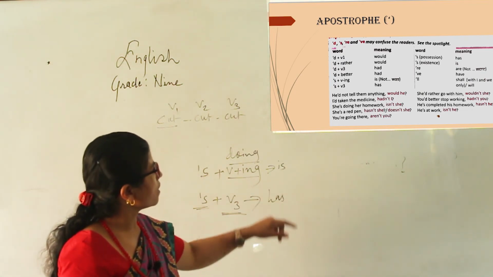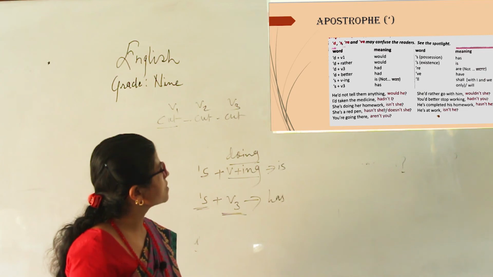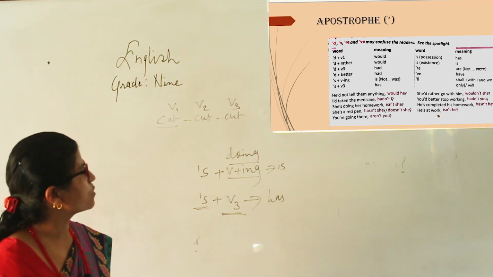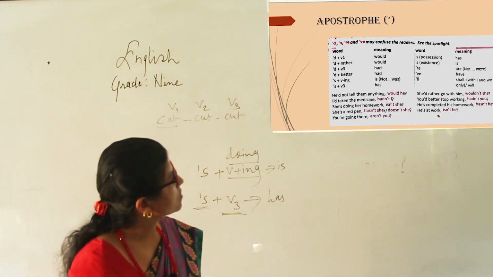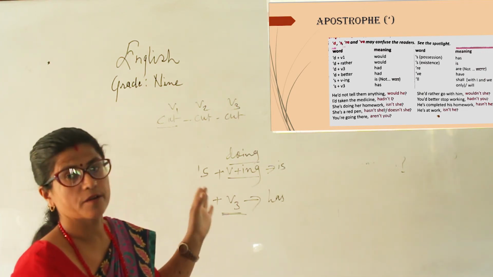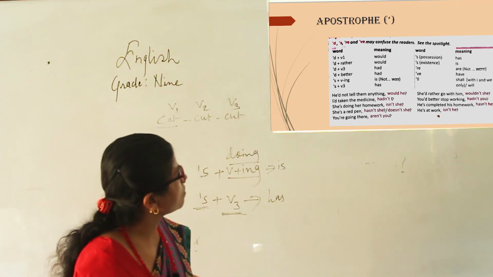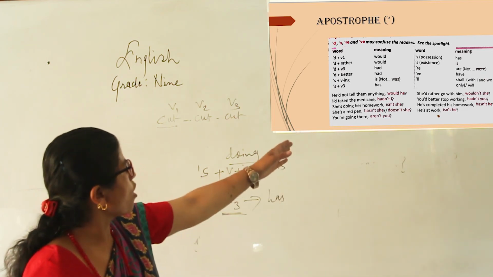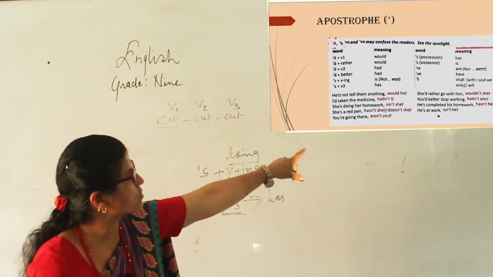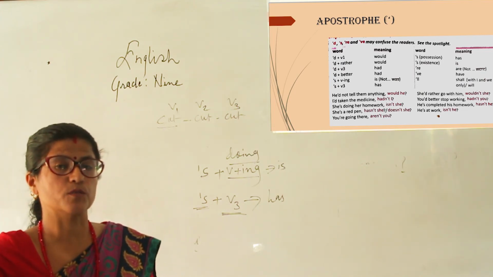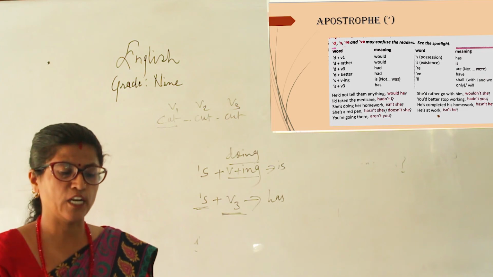Apostrophe S plus a red pen means she has a red pen, hasn't she, doesn't she, you can use. And apostrophe RE, that is you are going there, aren't you? And in the next part you can see she would rather go with it. As I have said, would rather, had and better. You can say you had better stop walking, hadn't you? And you can see apostrophe S plus D3 means "has", she has completed it.